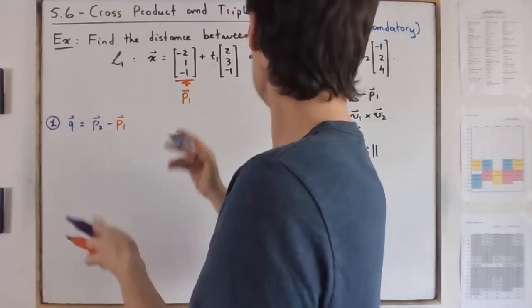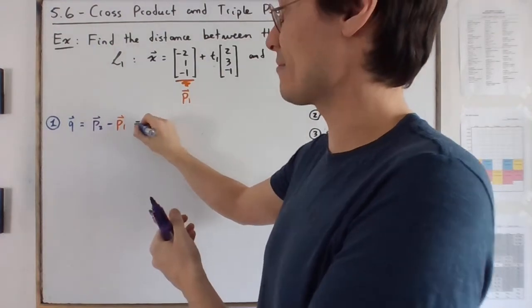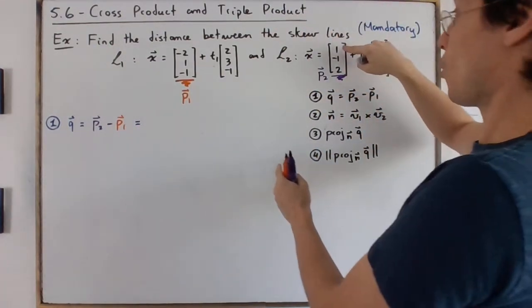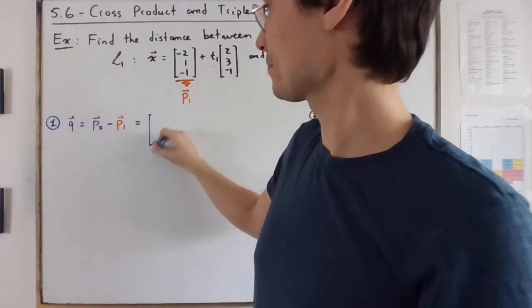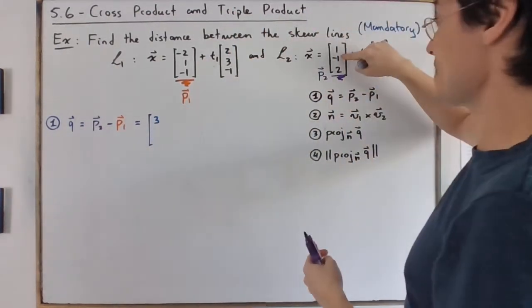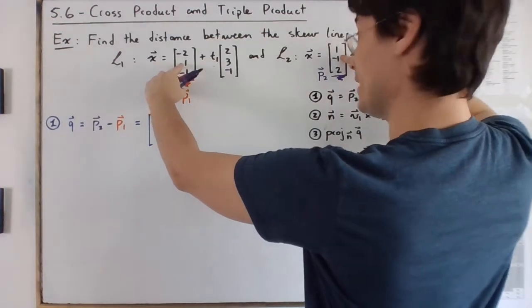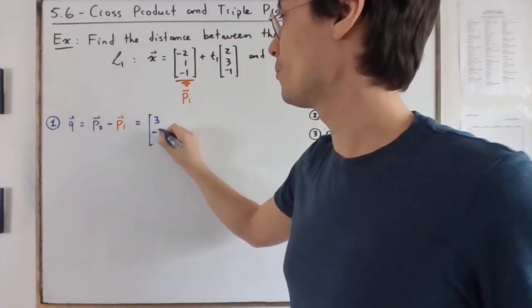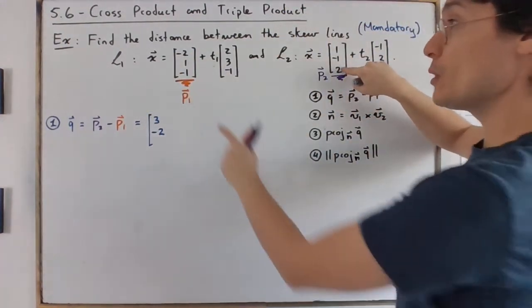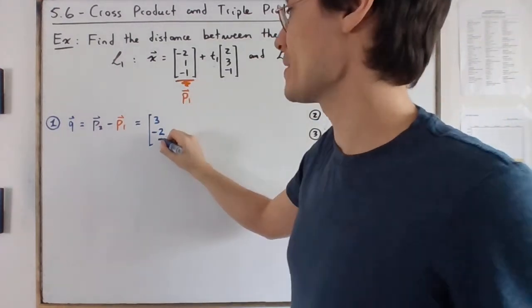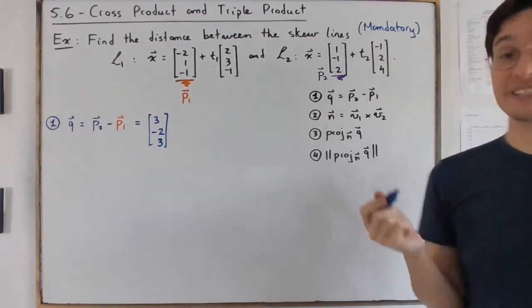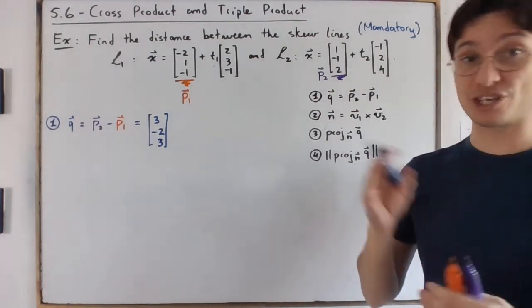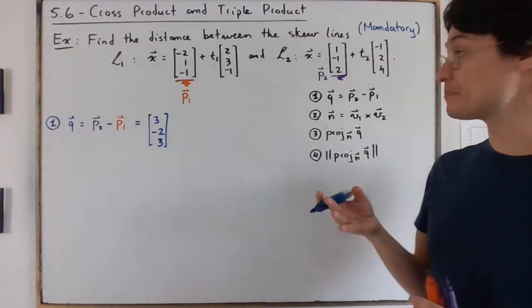Obviously, you just take these vectors and subtract them from each other. You're going to get 1 plus 2, so 3. Then negative 1 minus 1, so negative 2. And finally, 2 plus 1, 3. So that's going to give you the vector q that you need in your first step, the vector just from one line to the other.